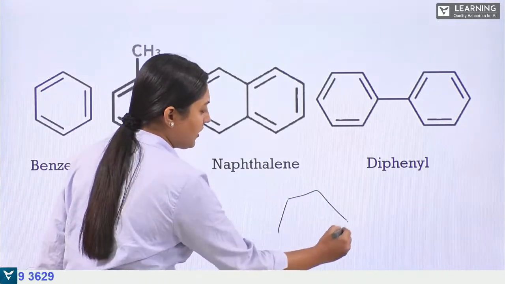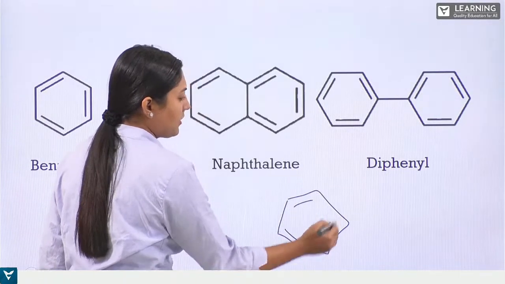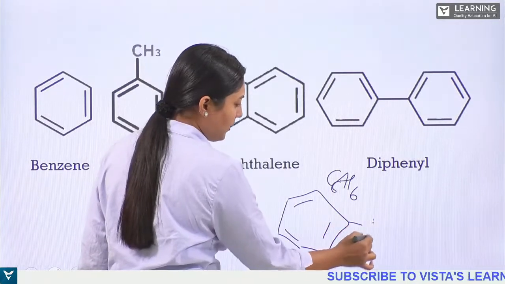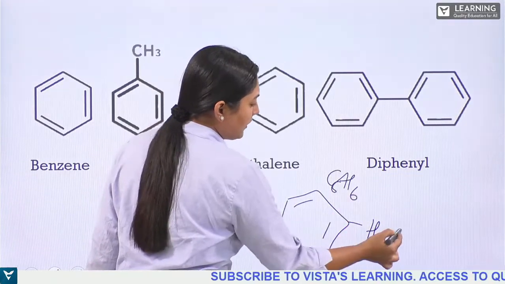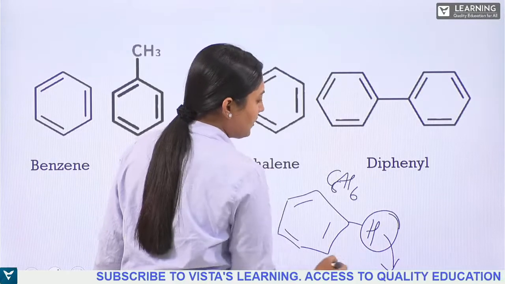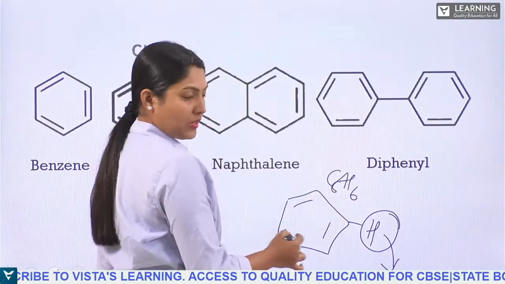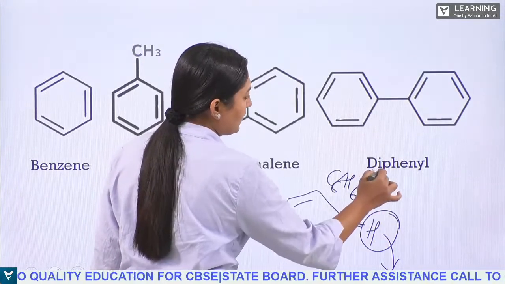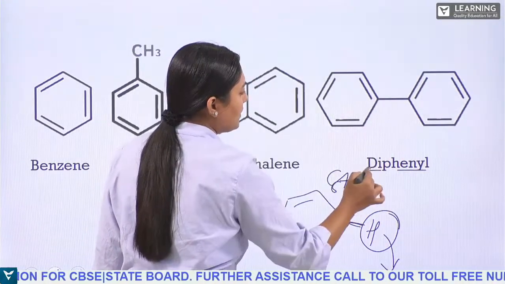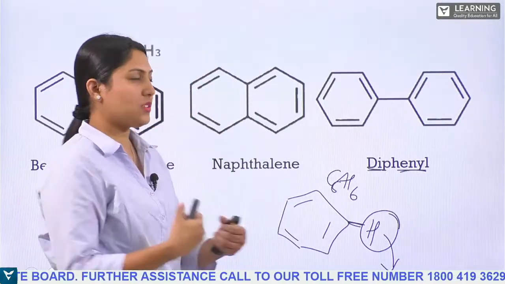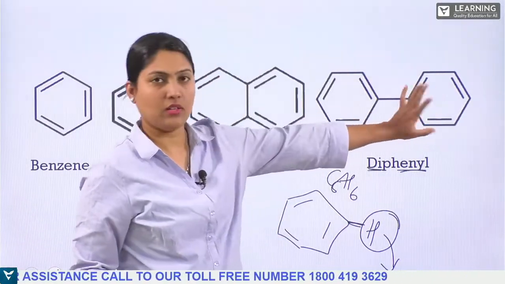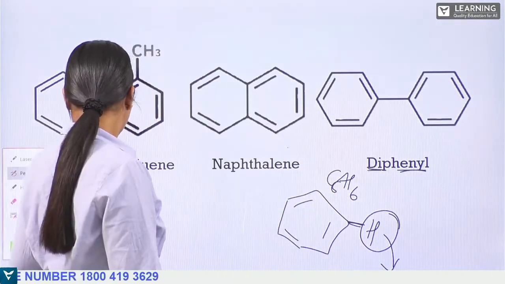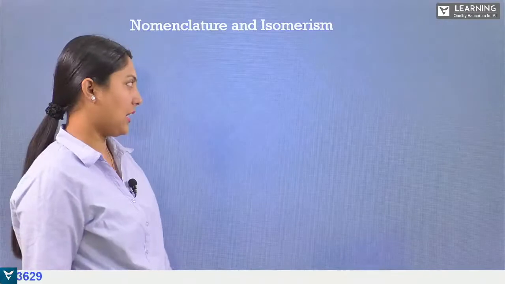If we have the benzene ring like this, it will be C6H6, right? So if you remove one hydrogen and substitute another group, by removing this hydrogen we can call it phenyl. So diphenyl means two phenyl groups are attached together. This is one phenyl and that is one phenyl. So two benzene rings that are attached, we call diphenyl.